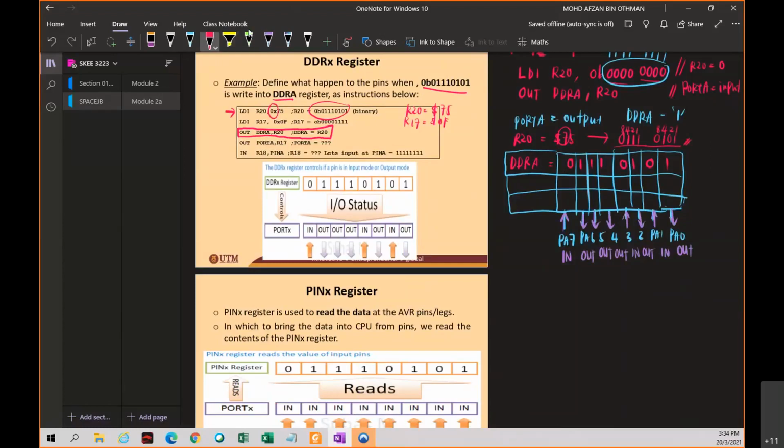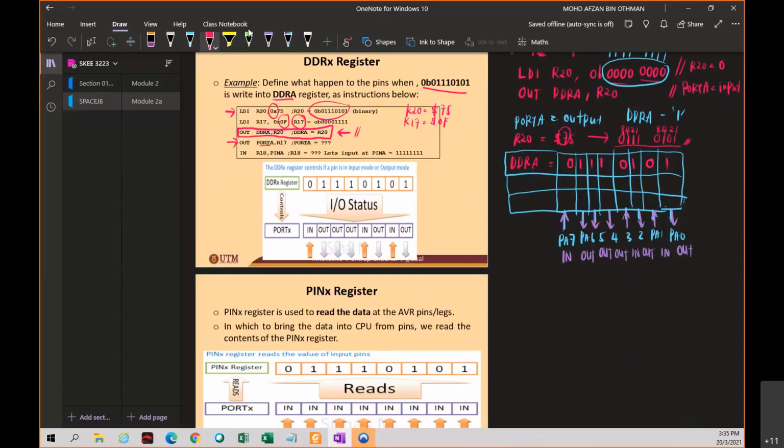Okay, so sekarang ni, okay, nampak yang ni? Kita nak tengok, kita dah siap kat sini. Okay, kita dah jadikan certain port A sebagai input and another certain of the bit of the port A sebagai output. Okay, so now at this line here, out port A R17. So kita nak hantar value daripada R17, which is yang ni, value yang ni ke port A.